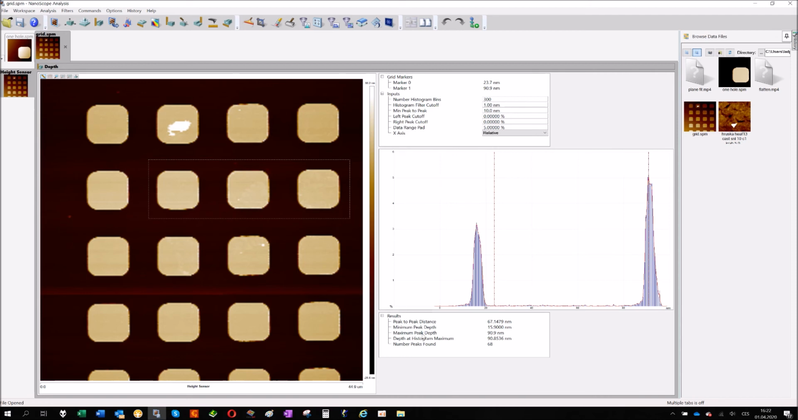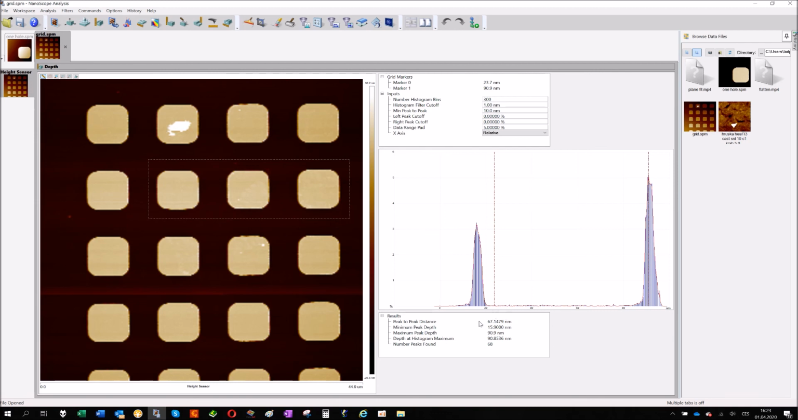Next 3 points, the minimum peak depth, maximum peak depth, and the depth at histogram's maximum are just information from the peak. The first one means that you have a peak, calculated from the red curve, and what's the position at the top. The maximum peak depth, that's the second peak, again calculated from the red curve, and the depth at histogram's maximum, it finds the highest blue bin, and that's the maximum. I never use these three parameters for any calculation.